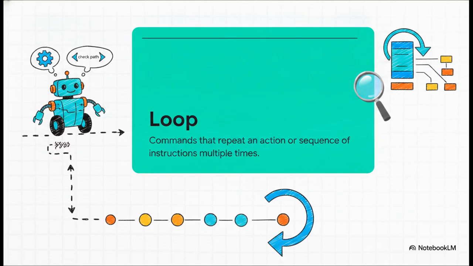Loops are commands that repeat an action or a sequence of instructions multiple times. Instead of a programmer having to manually type out, move forward, check path, move forward, check path 100 times over, they can just write that instruction once and tell the code to loop it. It saves a massive amount of time, keeps your code highly organized, and allows the robot to run continuous operations.